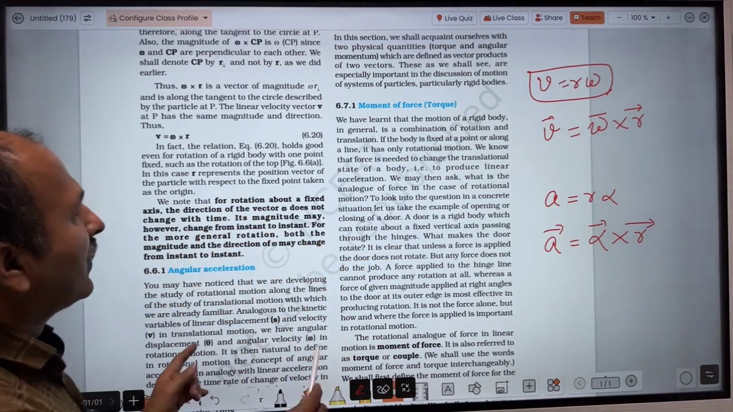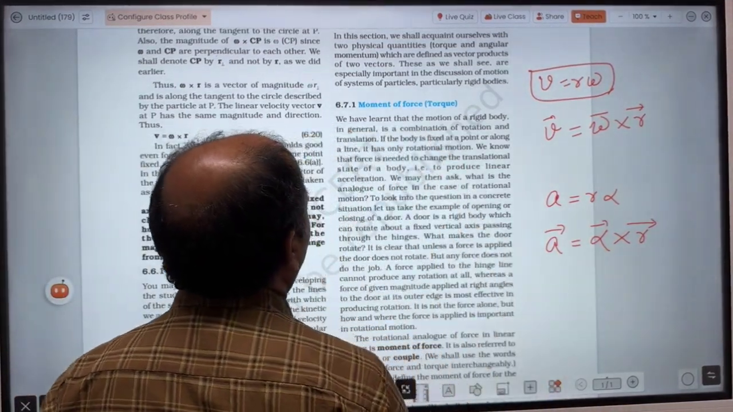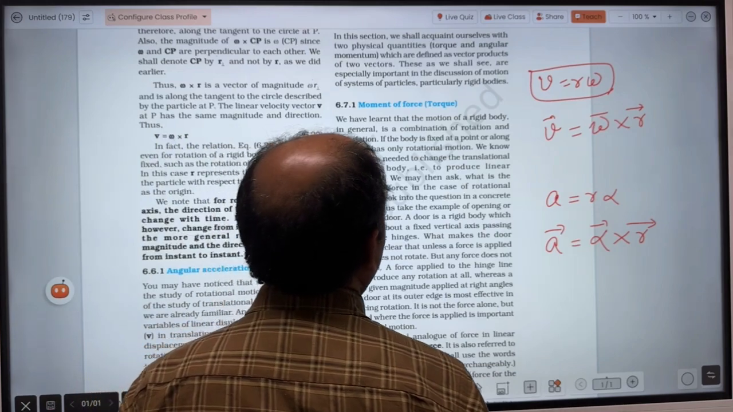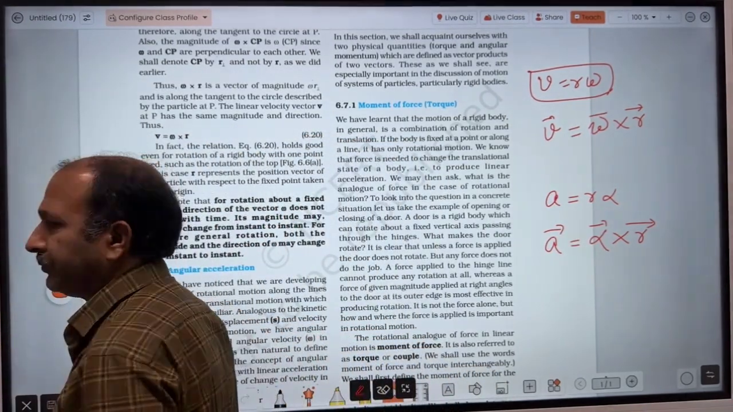Now another concept, like moment of force, which is called torque, and couple, etc., we will study in the next lecture.